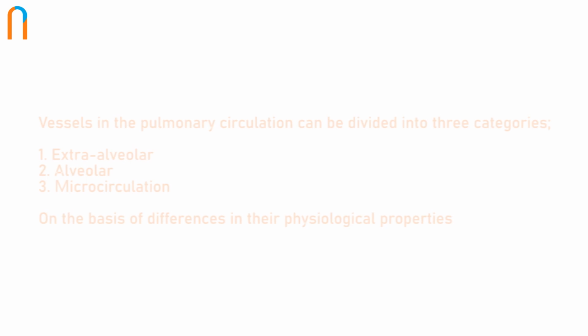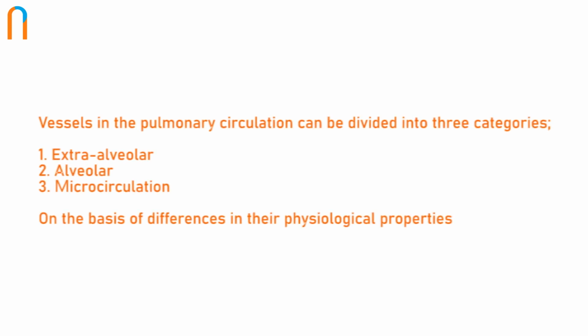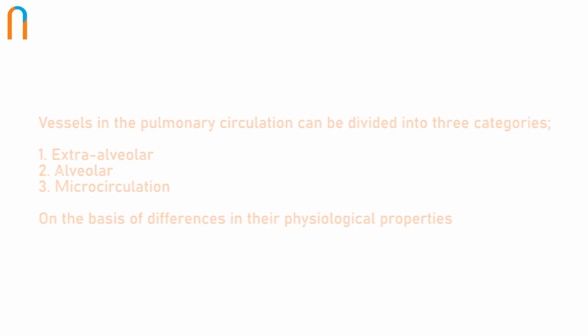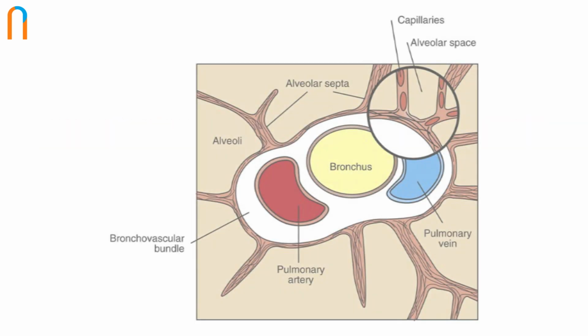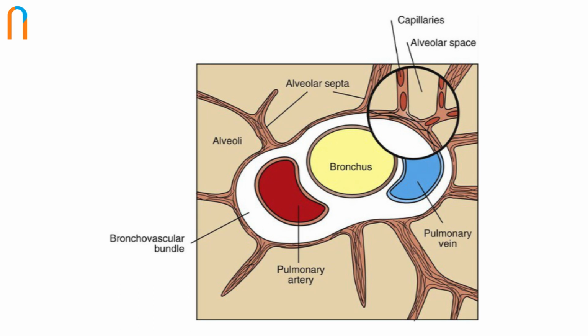Although not well-defined anatomically, vessels in the pulmonary circulation can be divided into three categories: extraalveolar, alveolar, and microcirculation, on the basis of differences in their physiological properties. The extraalveolar vessels, arteries, arterioles, veins, and venules, are larger than their systemic counterparts. They are not influenced by alveolar pressure changes, but they are affected by intrapleural and interstitial pressure changes. Thus, the caliber of extraalveolar vessels is affected by lung volume and by lung elastin.